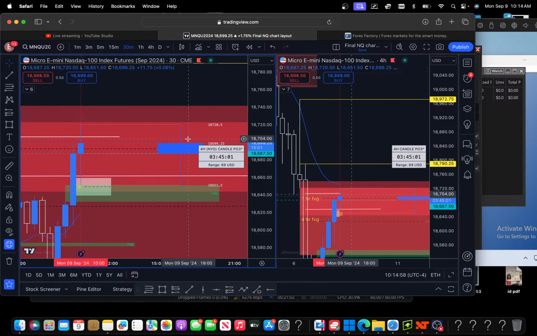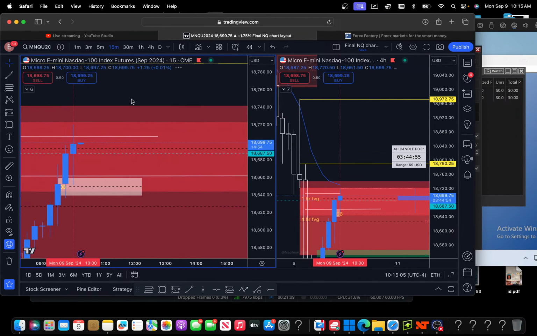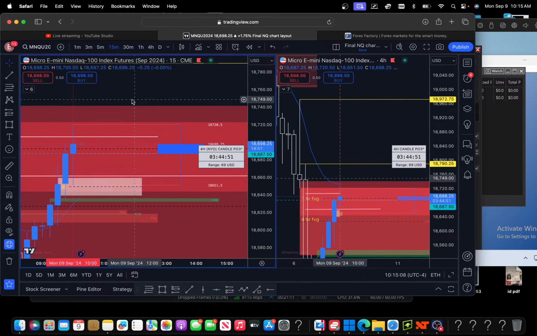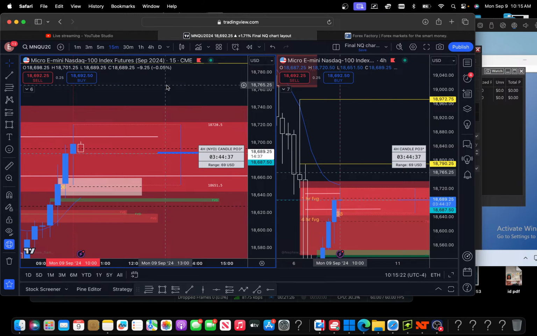How much we have? 15 minutes. So this 15-minute candle probably just closed back in the range. Indecisive candle. Let's see. Wait for good setups.